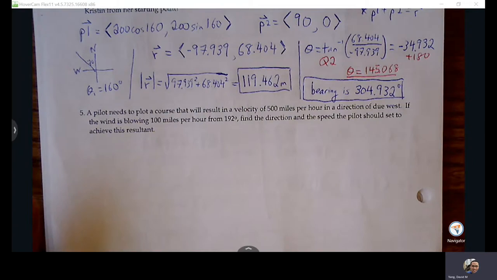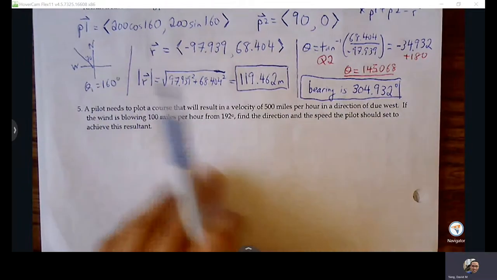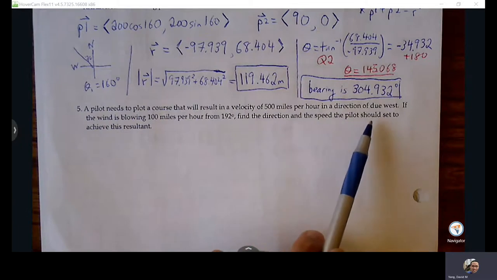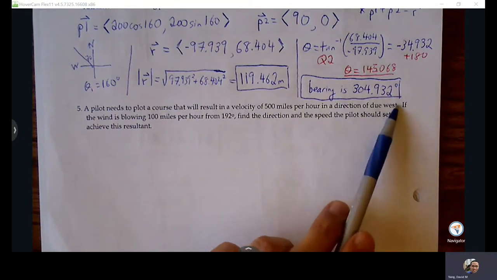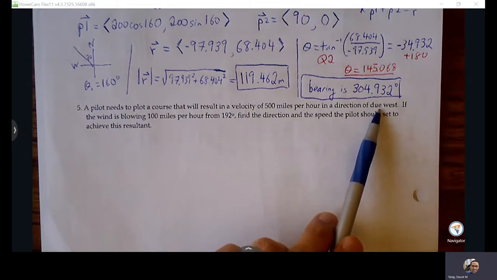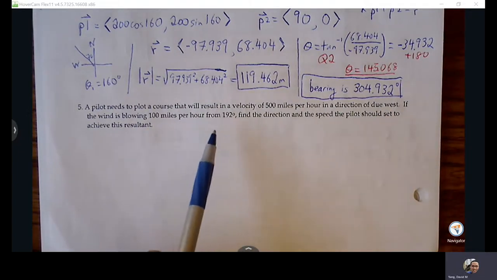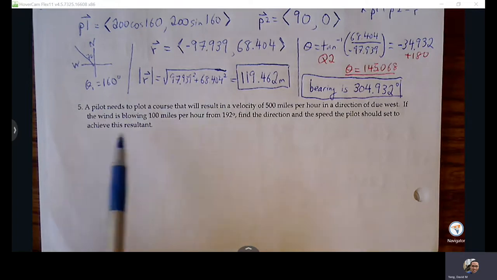Okay, number five. A pilot needs to plot a course that will result in a velocity of 500 miles per hour in the direction of due west. So that is the resultant vector that the pilot needs the plane to eventually travel. If the wind is blowing 100 miles per hour from 192 degrees, find the direction and speed that the pilot should set to achieve this resultant.